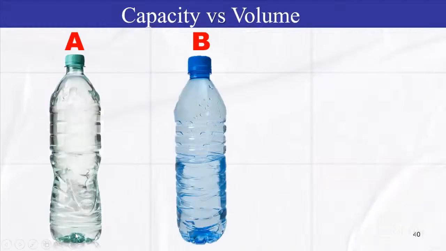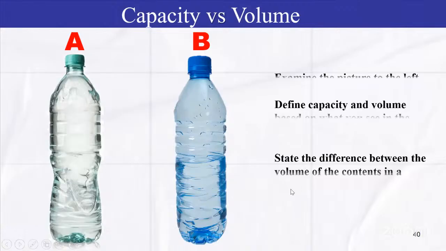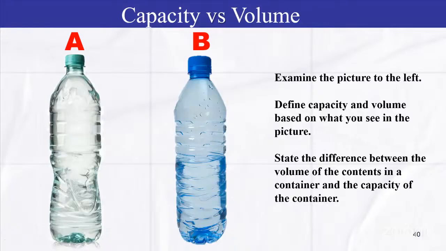So continuing, we're looking at two pictures here, one labeled A and the other labeled B. You were part of last session, so you would have been exposed to some of these concepts already. We just want you to share again your understanding of these two concepts. It says, examine the picture to the left, define capacity and volume based on what you see in the picture. And therefore, we're going to ask you to state the difference between the volume of the contents in the container and the capacity of the container.